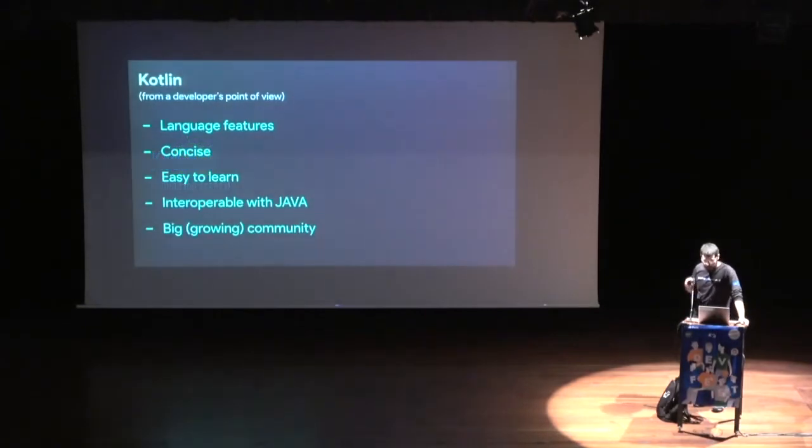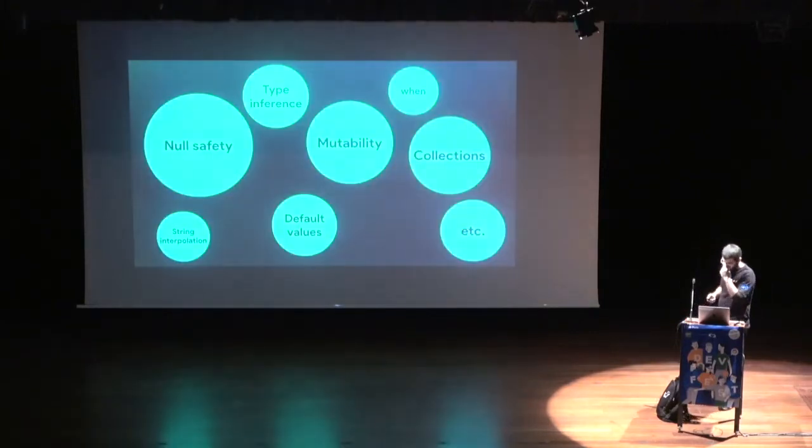Okay, there are 5 things that I think we can point out when we try to convince anyone on why we should use Kotlin. There are a lot of language features. It's concise, you write less code, it's easy to learn, it's 100% interoperable with Java, meaning that if you have something in Java, it will run on Kotlin, and vice versa. And it has a big growing community.